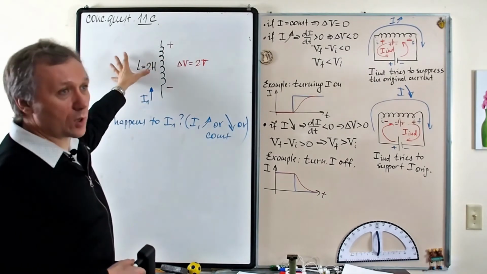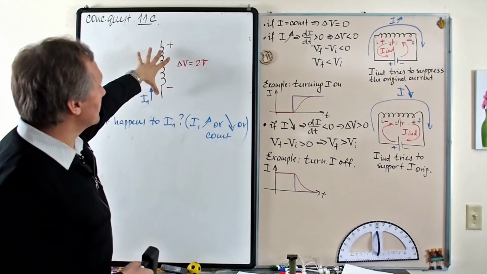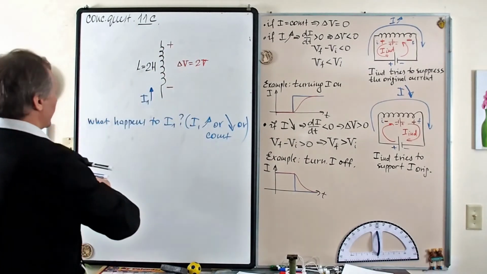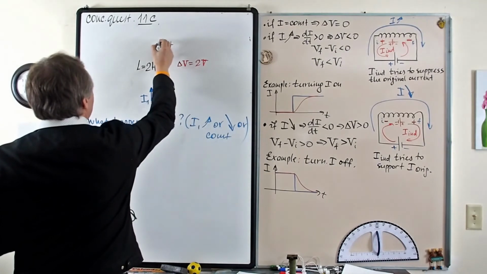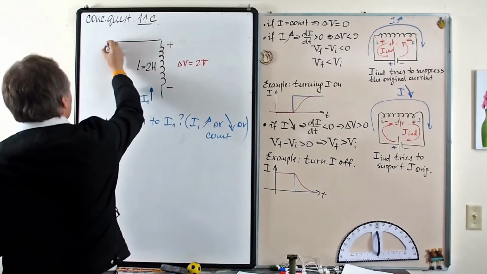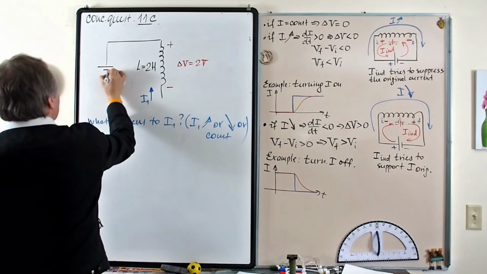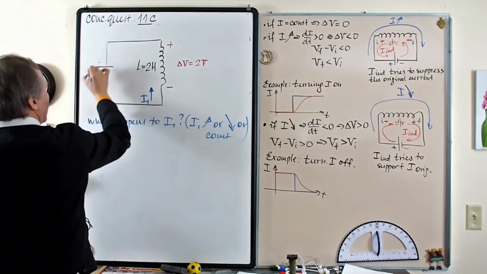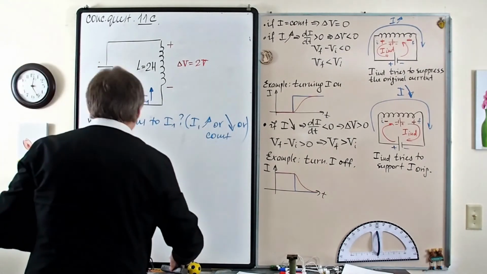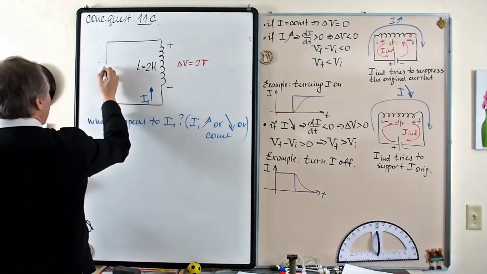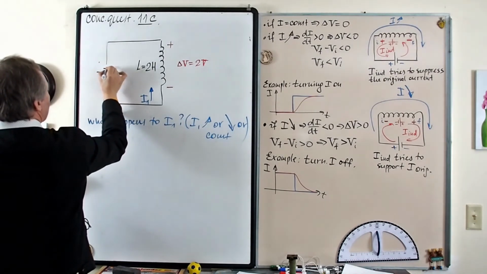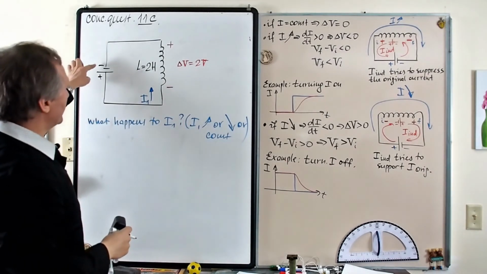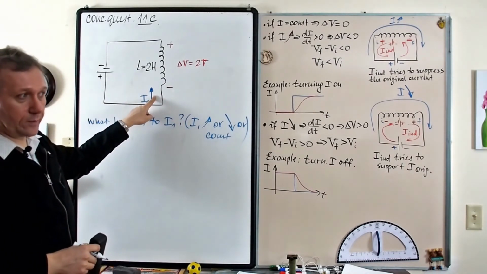Of course, the circuit can be more complicated, and this is just a small part of it, but let me draw a very simple one. This original current can be produced by some original battery, which drives the current I1. Wrong polarity: this should be positive, this should be negative. So this is plus, this is minus. This battery drives the original current.